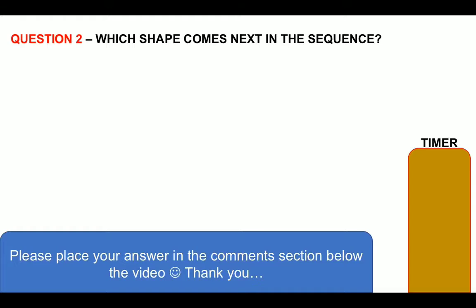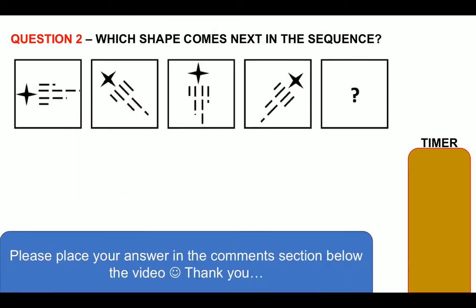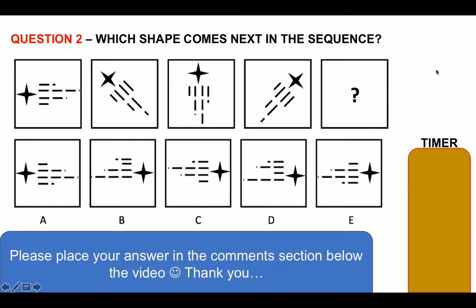Question 2, there's a timer there on the right hand side, so I'm going to give you 15 seconds to answer this one. So which shape comes next in this sequence? Okay, so look out for the movement, the rotation of the star. Look at the lines as well to see whether there's any clues as to what you're looking out for. Now the options are A, B, C, D or E.